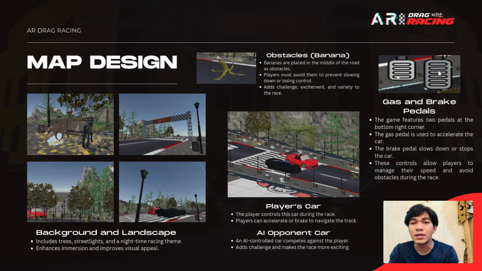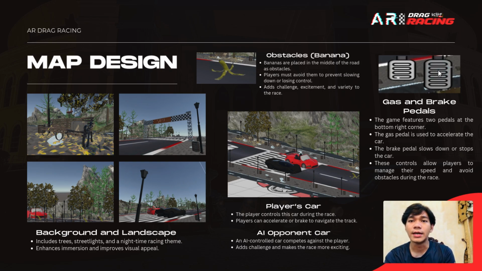In the race, there are two cars, which are the AI opponent and the player's car. The AI opponent provides competition, making the game more challenging and fun. The player's car is fully interactive, allowing users to control speed and movement during the race.